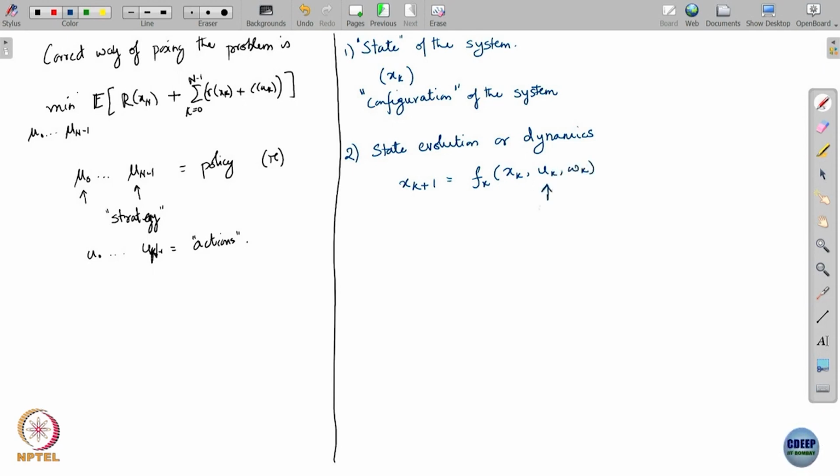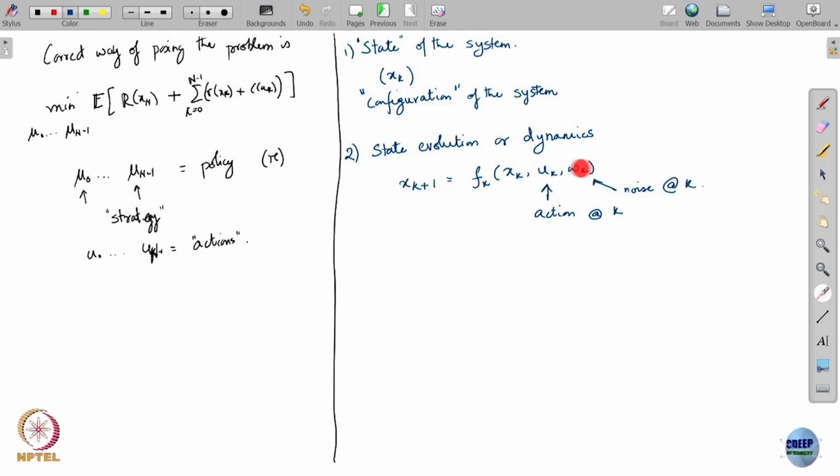So, here this is the action at time period k, this here is the noise at time period k, right. And so, as a function of the action that you plan to take at time period k and the noise that evolves at that time period k and the state at time period k, you get the next state, okay, the state at the next time period.